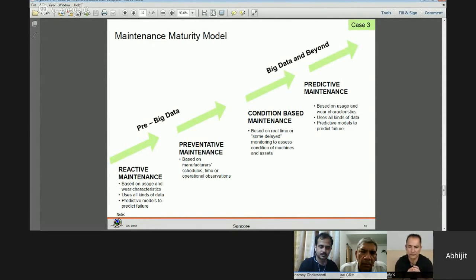So typically you start with reactive maintenance, then preventative, then condition-based. In reactive, you have usage and wear characteristics, but you don't really have predictive models to predict failure. Then you have preventative, which is based on manufacturer's schedules and time observations. Condition-based is more or less maintenance monitoring, which means that based on some real-time or delayed monitoring, you assess the condition of a machine and the assets, and then you take action. And predictive is actually the holy grail here. There are some companies who are doing it, but a lot of people haven't yet got there. You try to develop predictive models to predict failure.